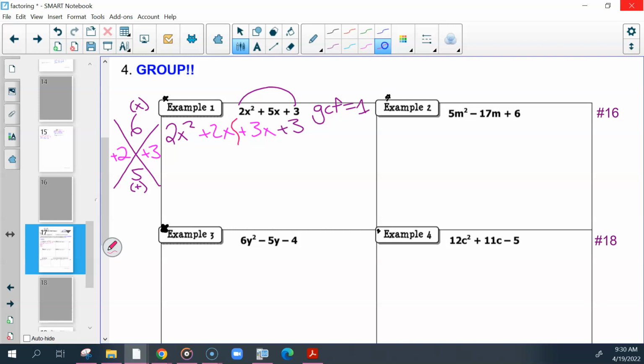So it will take some time, but we have to practice to get better. So the GCF of the first two is what? 2x. And if we divide out 2x, what's left? x plus 1.